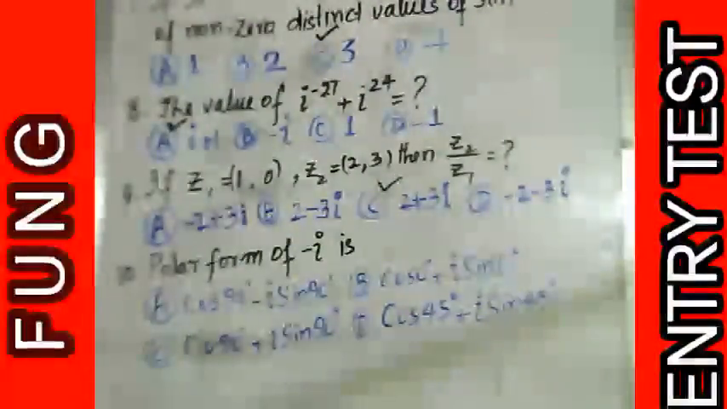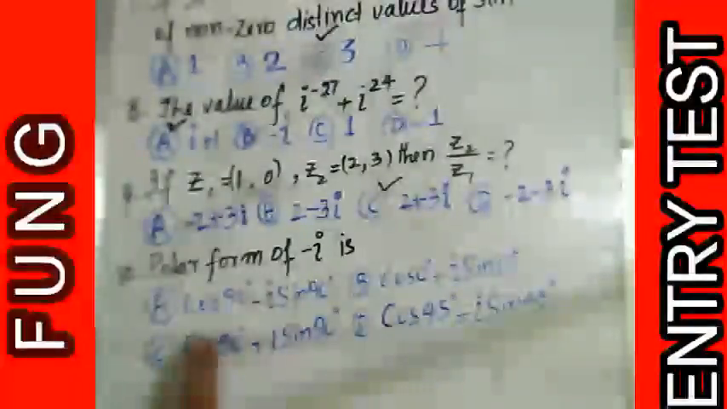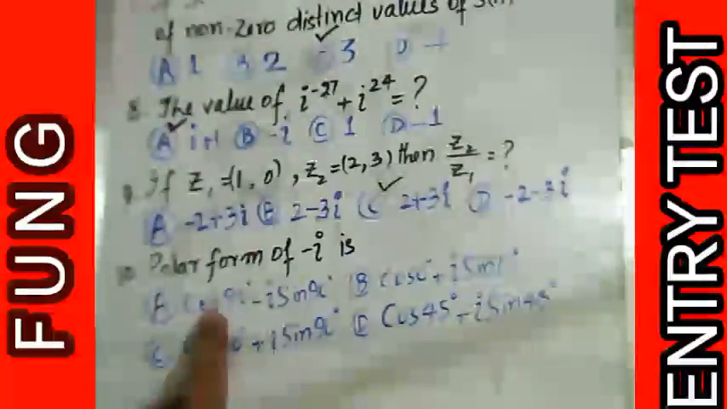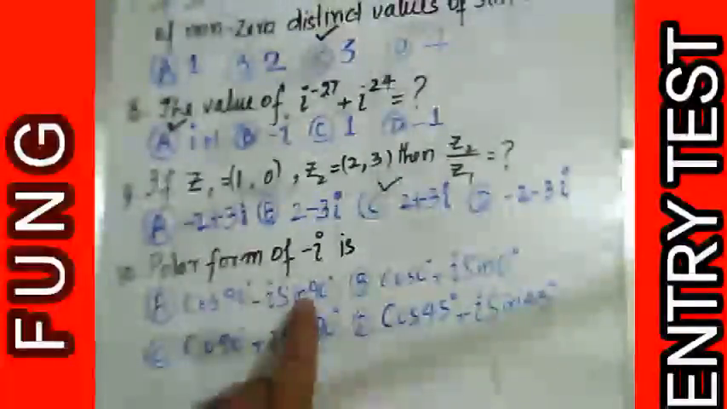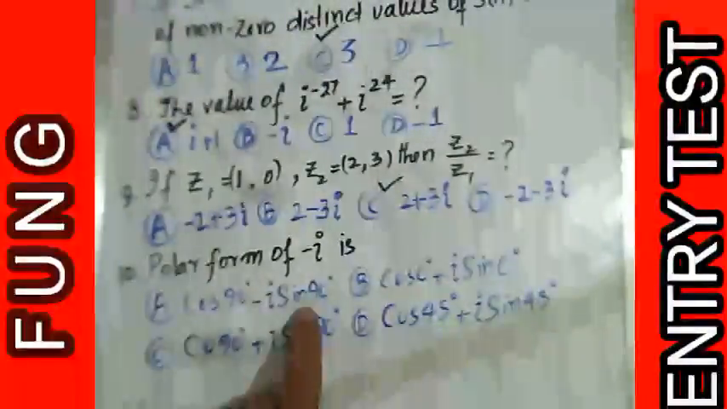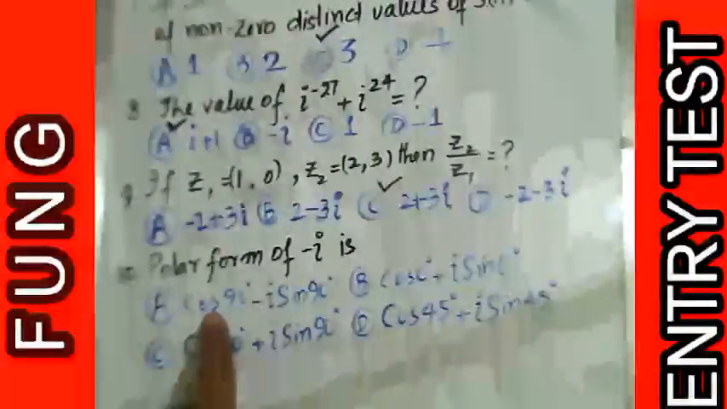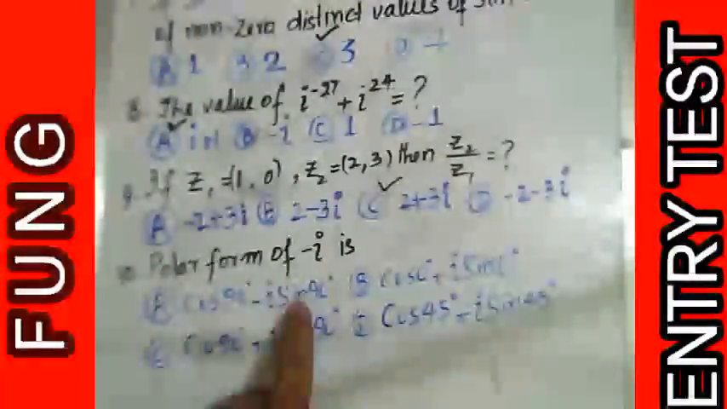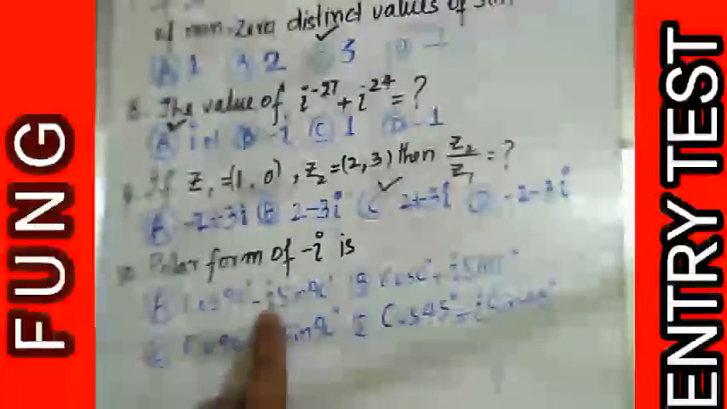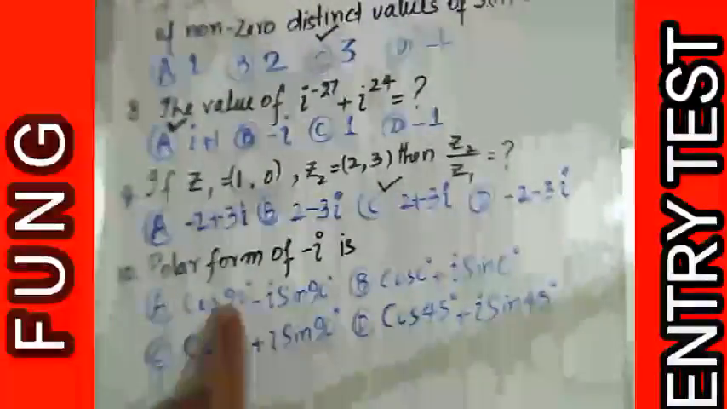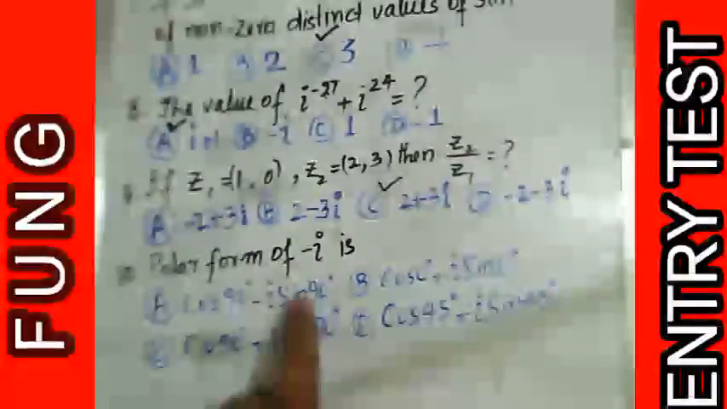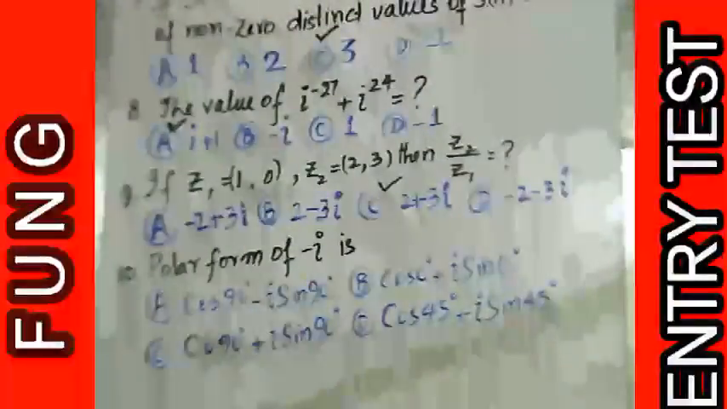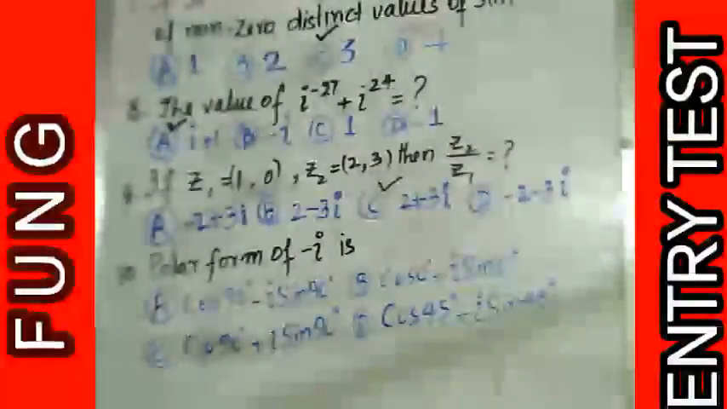The next MCQ is the polar form of minus iota. Dear student, we already know that cos 90 is 0 and sin 90 is 1. This will reduce into minus iota. When we write cos 90 value, it will be 0. Sin 90 value is 1. Minus iota into 1, the answer will be minus iota, and 0 minus iota will be minus iota. So finally it will make minus iota. So option A in this case is correct.